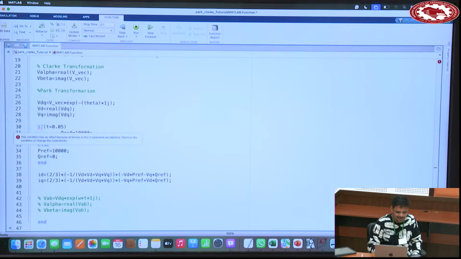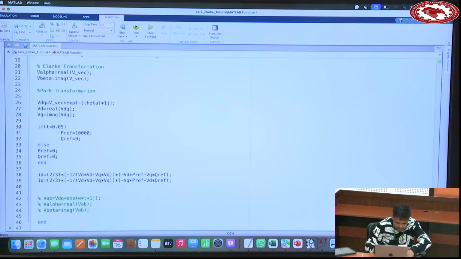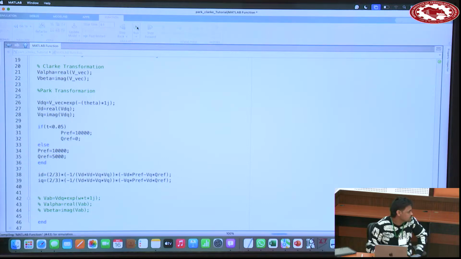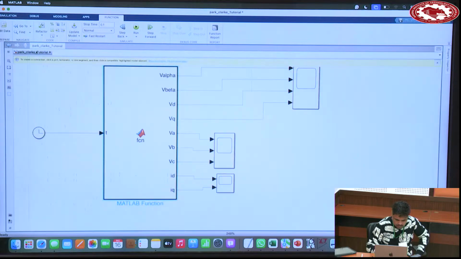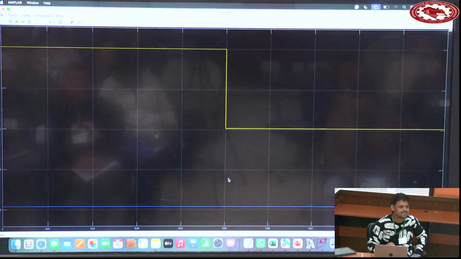I want to give a condition that if time is less than 0.05, use this value and that value, so that we can see together which component is being affected. If it is written correctly, na? No, I want to make it this only. I want to change this 5,000. Oh, that's why there is no change seen.